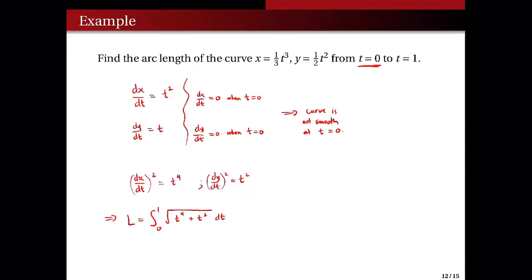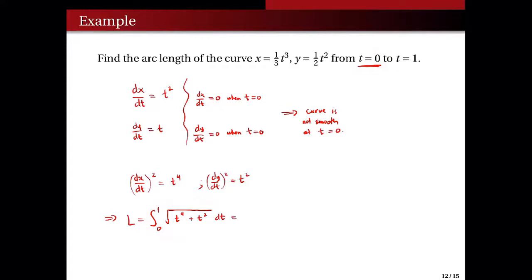And again, we can treat this as an improper integral. It's not smooth at t equals 0. t equals 0 here, it's an endpoint. We can treat this as an improper integral, but looking at it, we can also treat it as a simple definite integral, and no harm will be done. So we'll just treat it as a definite integral this time.